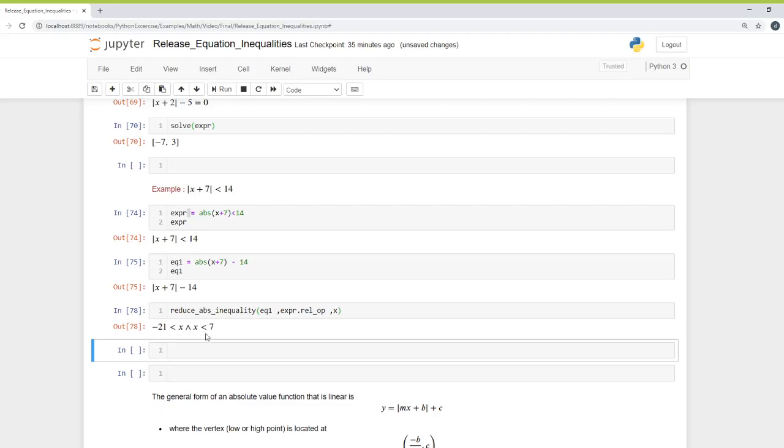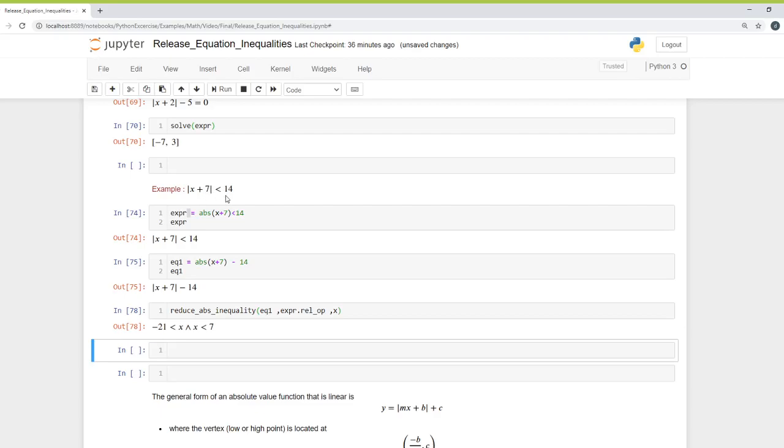If we put a value greater than 7, that is 8 plus 7, it will not be true. x should be less than 7 to satisfy this inequality. In the same way, x should be greater than minus 21. That means minus 20 plus 7 is equal to minus 13. Checking minus 22 plus 7, that is minus 15, and the absolute value of minus 15 is 15.